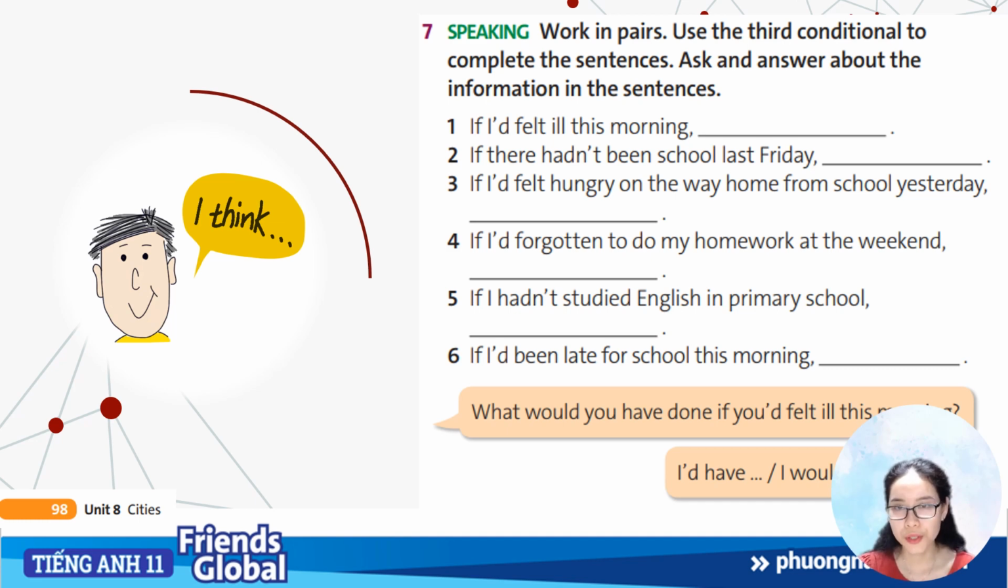Speaking. Use the third conditional to complete the sentences. And then you can ask and answer with your partner. Remember to use past perfect in the if clause and would have past participle in the main clause. Bây giờ chúng ta hãy qua phần speaking. Các em hãy hoàn tất những câu sau đây sử dụng câu điều kiện loại 3. Và nhớ cho cô là ở if clause chúng ta sẽ xài quá khứ hoàn thành. Và ở main clause chúng ta sẽ xài would have past participle. Ok. Sau đó các em có thể hỏi và trả lời những ý này với bạn của mình nha.